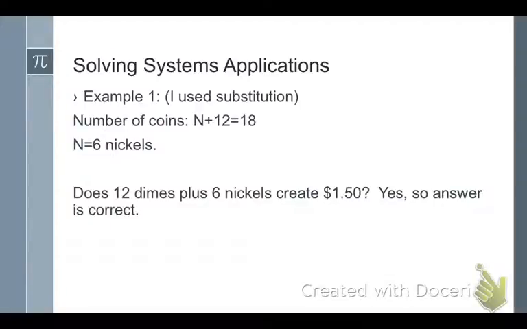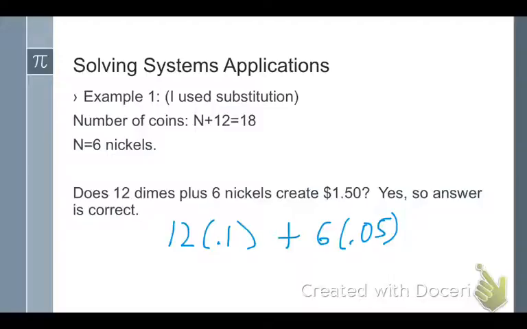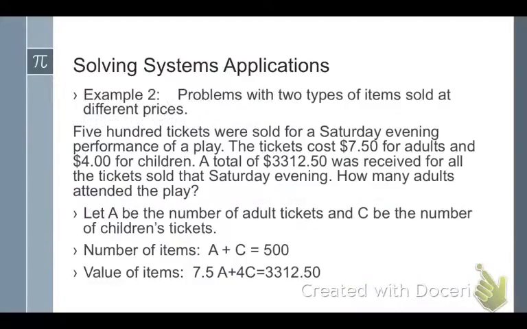Now to check this, I see if 6 nickels and 12 dimes makes $1.50. So 12 times 0.1 plus 6 times 0.05. Well, and for coin problems, you can almost just pretend you're counting change. This gives me $1.20. This gives me 30 cents. If I had 6 nickels, I'd have 30 cents. So that is $1.50. So that is kind of a classic coin problem.